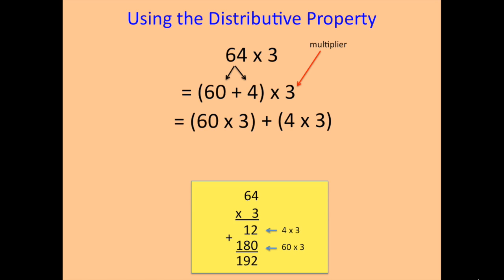As you can see, when we use 3 as a multiplier and distribute it to both terms as we did up above, we will get the same answer. In this problem, we took the number 64 and we split it up into tens and ones. We then used our multiplier of 3 and distributed that to each term. 64 times 3 is the same as 60 times 3 plus 4 times 3. When we solve it either way, we'll get the same answer of 192.